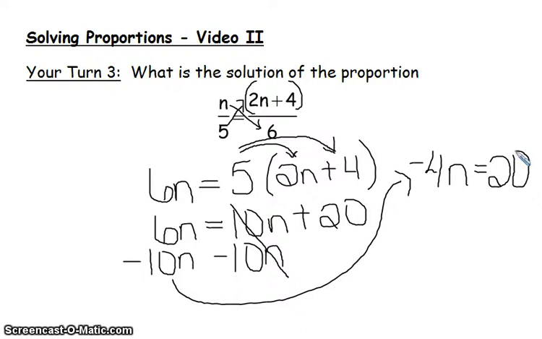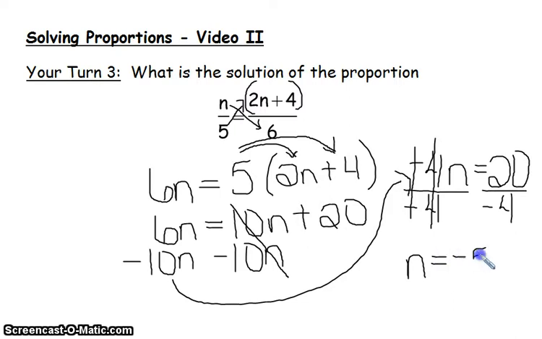Now we have just a one-step equation. So the inverse of multiplying by negative 4 would be to divide both sides by negative 4. Be very careful. Make sure you carry your signs with you when you do your division. Negative 4 divided by negative 4 is a positive 1n equals, and 20 divided by negative 4 is negative 5. So you could plug negative 5 into your equation there at the top, your proportion, and make sure that you do create equivalent ratios. And you will. So negative 5 is the answer to your turn question 3.